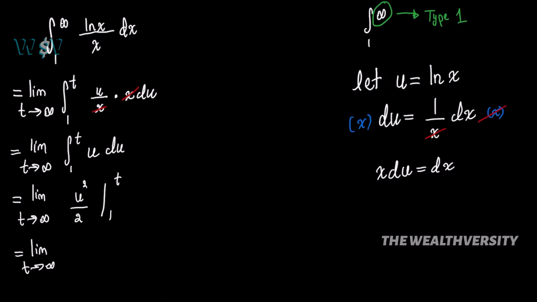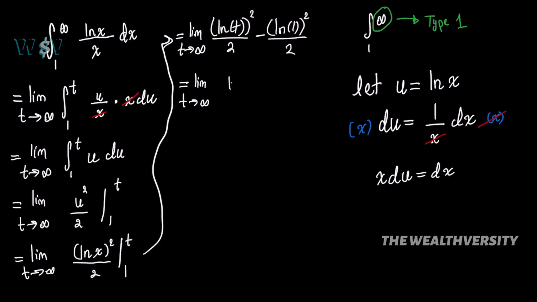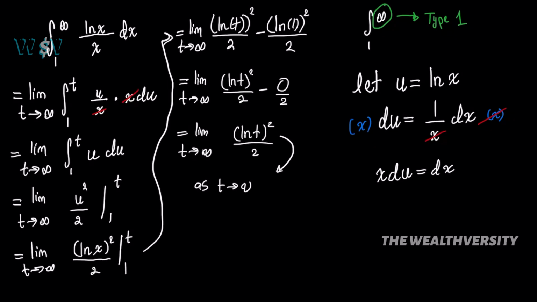We obviously keep the limit till the end, and now we sub ln x back in for u, and we evaluate this expression from 1 to t. So the limit as t approaches infinity of ln t squared over 2 minus ln 1 squared over 2. Ln 1 is just 0, so we are left with ln t squared over 2. Now we know that for the ln function, as t approaches infinity, ln t will also approach infinity, meaning it will keep increasing without reaching a finite number. So this integral is divergent.